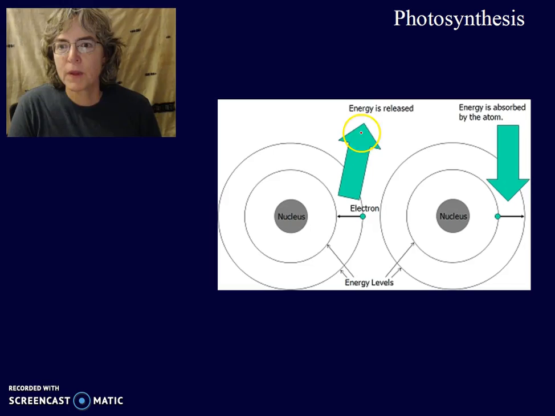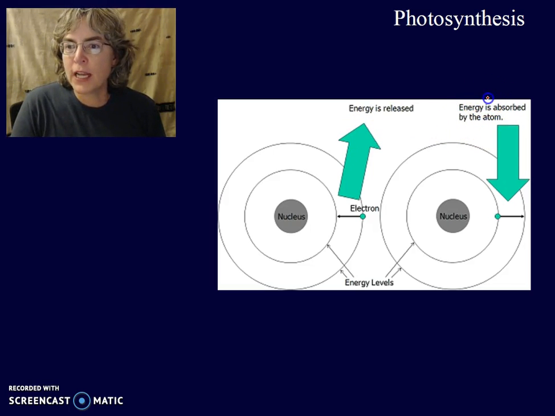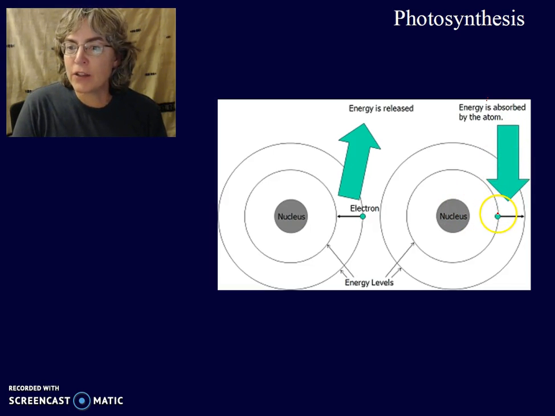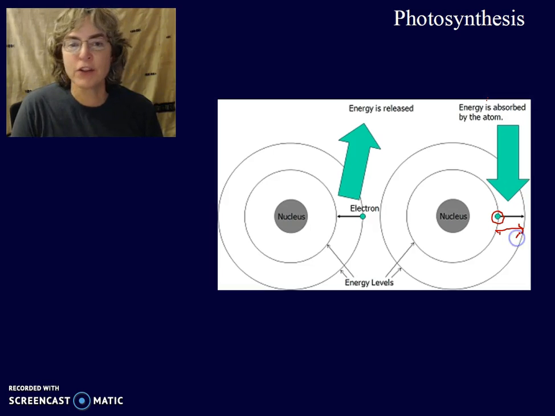how that works. So when energy is absorbed, here's a familiar character again. This is an atom. Here's our nucleus, and we know inside the nucleus are our protons and our neutrons. And here's an electron, and these are energy levels. So when energy is absorbed by the atom, the electrons get bumped up to a higher energy level.